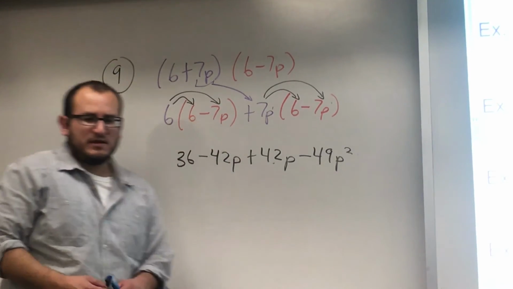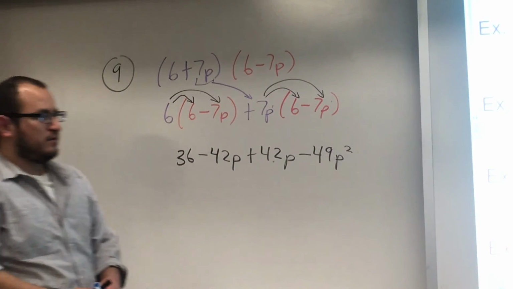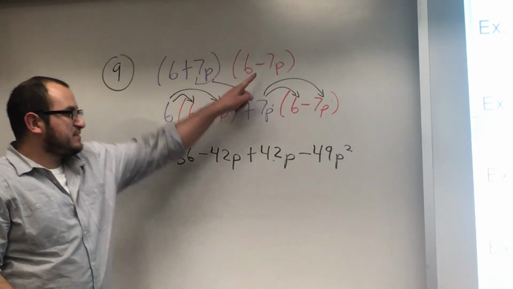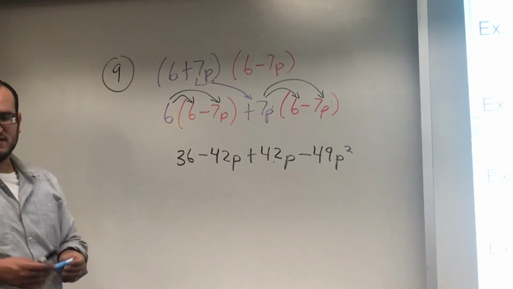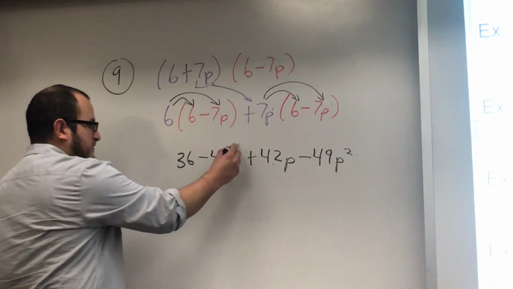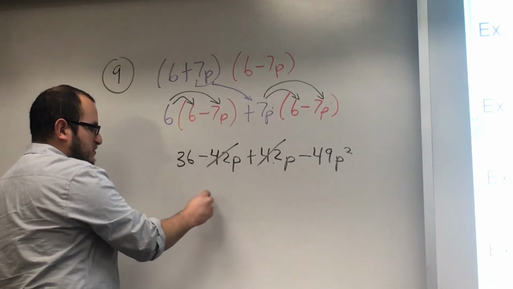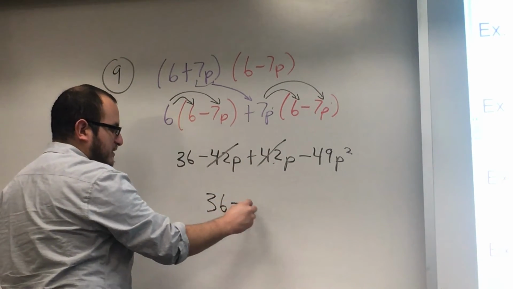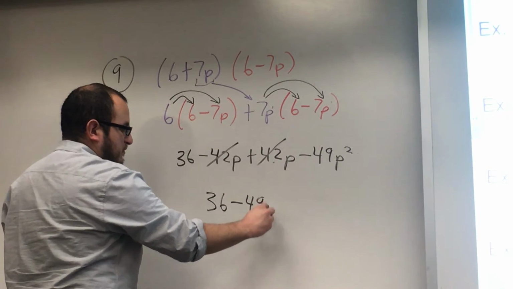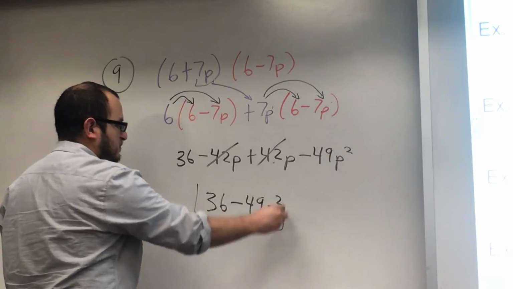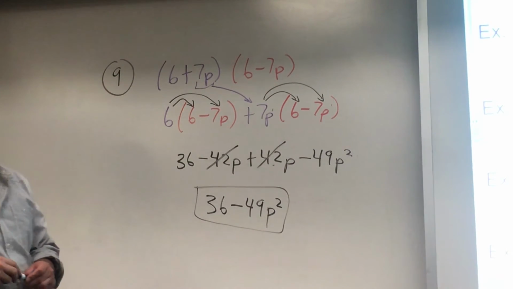And again, what's unique about this is that when you're multiplying something that's opposite in sign, the middle terms always cancel themselves out. So this is gone, this is gone. So my final answer is 36 minus 49p squared.